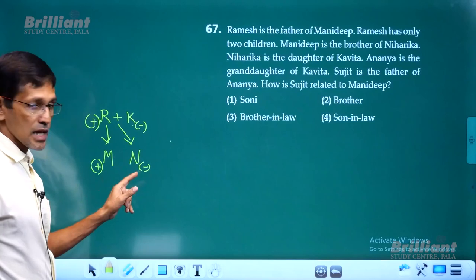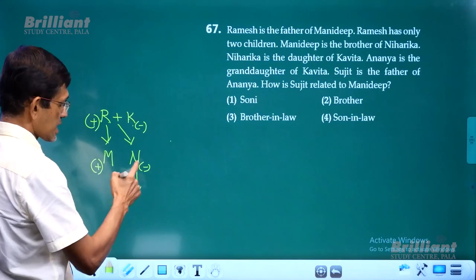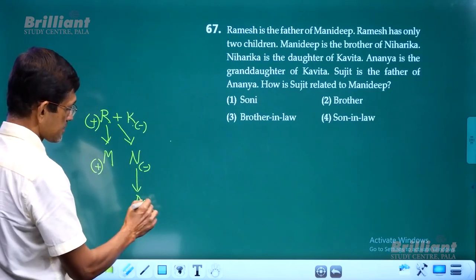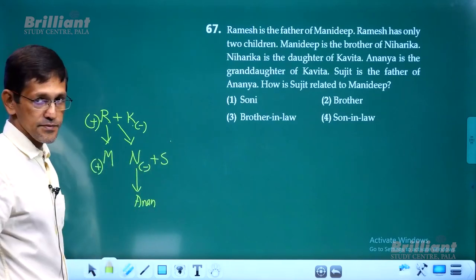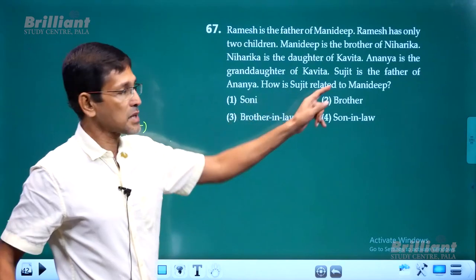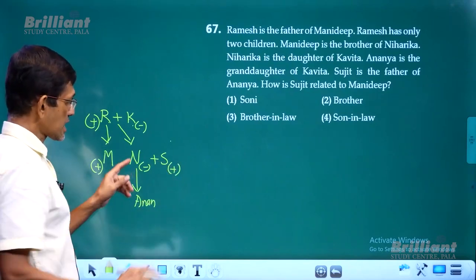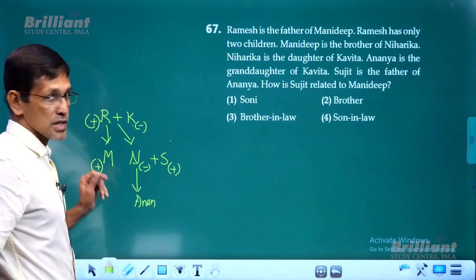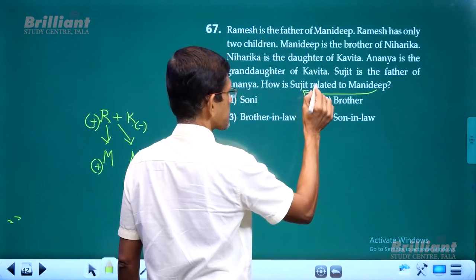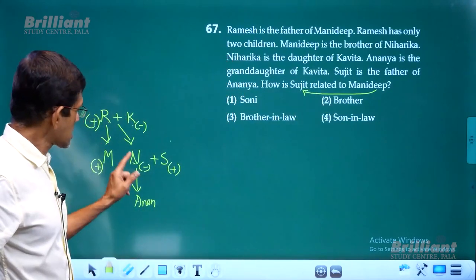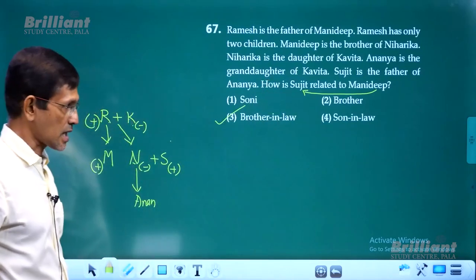So now we can clearly visualize here. Ananya is the daughter of Niharika. And Niharika is married to who? Sujit. So Sujit is the father of Ananya. Now in that case, how is Sujit related to Manideep? Look at that. This is Sujit, and Sujit's wife, Niharika. Niharika's brother is Manideep. From Manideep's point of view, who is Sujit? Manideep's sister's husband. So sister's husband, who is it? Brother-in-law. So that's the answer.